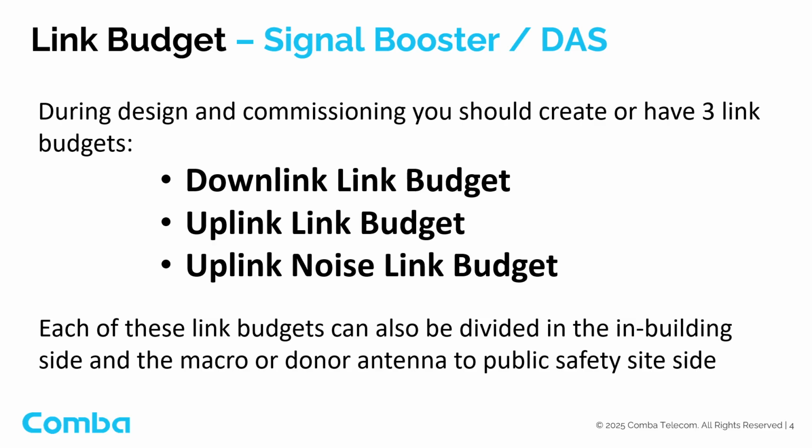For every in-building public safety BDA system, or any over-the-air BDA system in general, there should always be 3 RF link budgets performed to provide clear evidence that the system will operate within the required specifications. These RF link budgets are as follows: the downlink link budget, the uplink link budget, and the uplink noise power link budget. Each of these link budgets can also be divided and viewed from the in-building side and outdoor or macro side. Link budgets are also used to optimize the estimated BDA gain and power levels that will be required to meet signal strength and noise requirements.